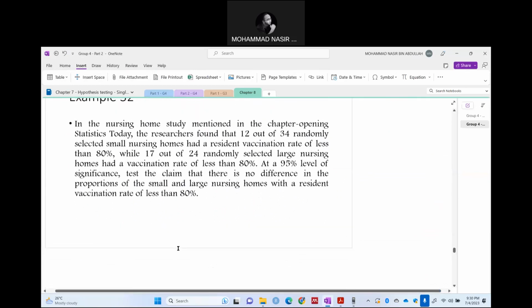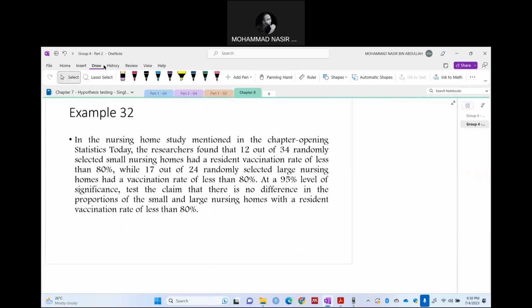So in the nursing home study mentioned in the chapter opening, the researcher found that 12 out of 34 randomly selected small nursing homes had a resident vaccination rate of less than 80%, while 17 out of 24 randomly selected large nursing homes had a vaccination rate of less than 80%. At the 95% level of significance, test the claim that there is no significant difference in the proportion of small and large nursing homes with a resident vaccination rate of less than 80%.